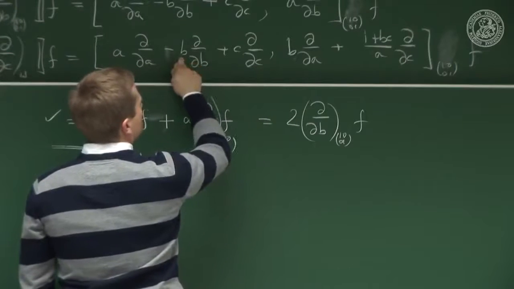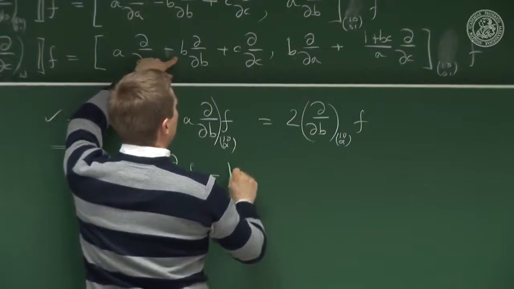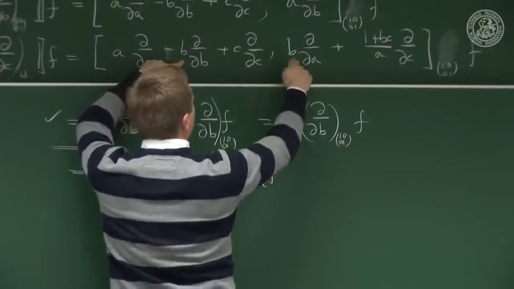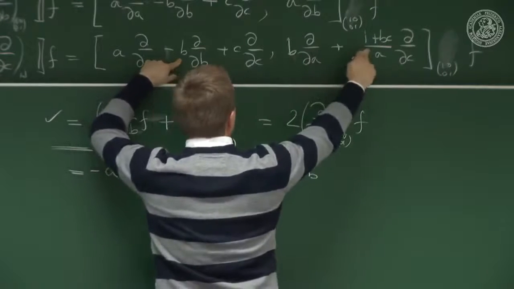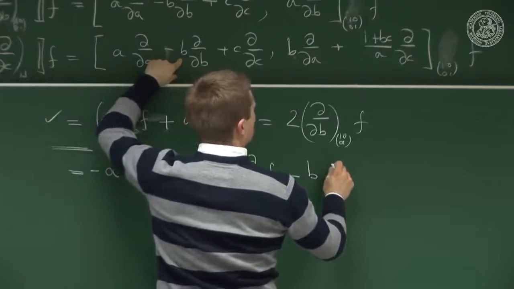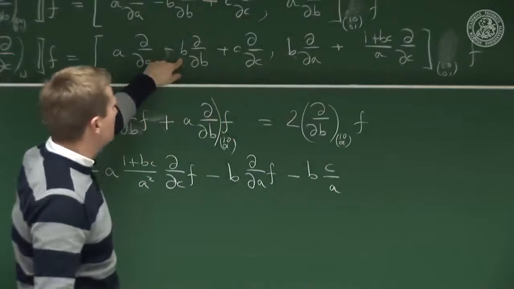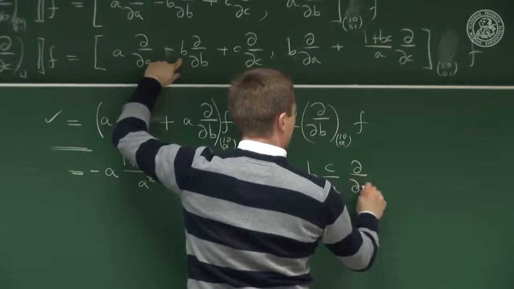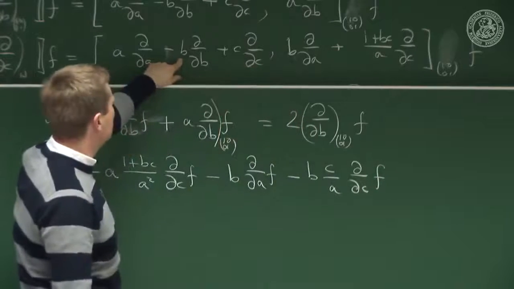Now this one here acts on everything that has a b, that's both factors. So minus b times d by dB yields 1, d by dA acting on f from here. Minus b times acts on this by derivative with respect to b yields a c over a. B is c over a, that's right. And then d by dc acting on f. That's these two terms.